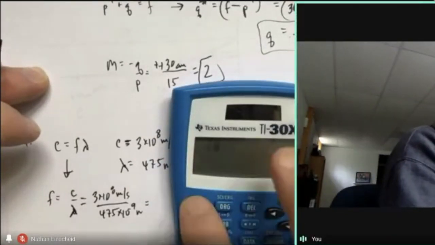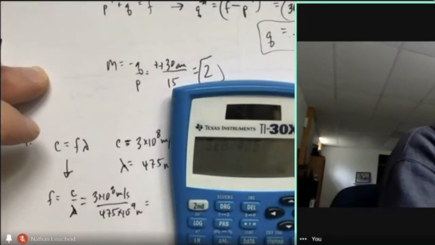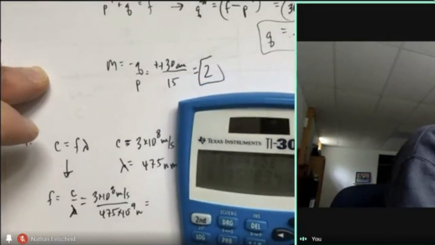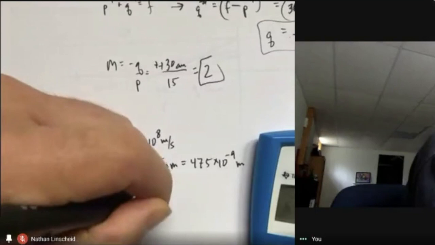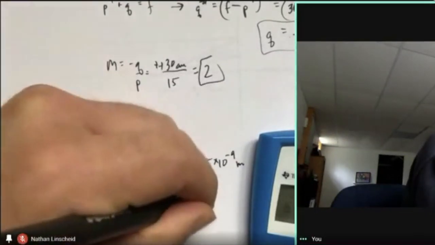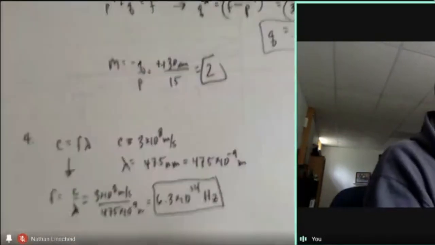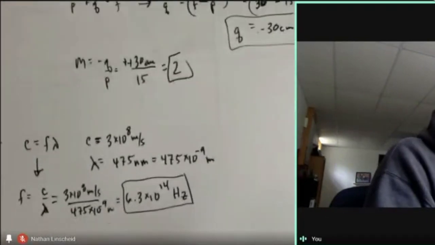So 3 divided by 475. And that's 6.3 times 10 to the 14th. And that's going to be measured in hertz. All right, number 5. What is the wavelength of an electromagnetic wave?